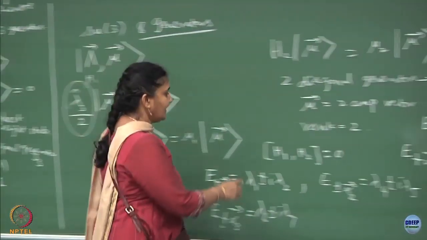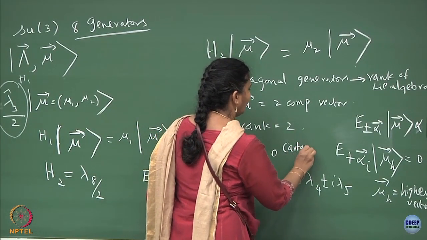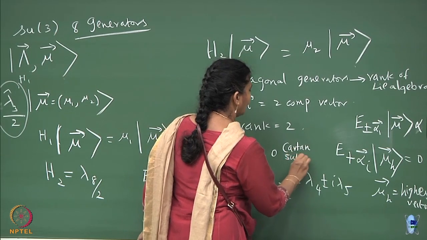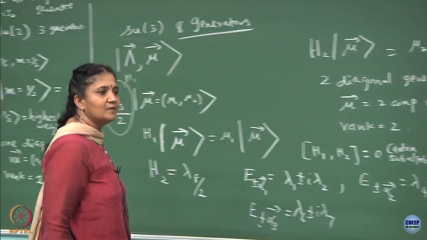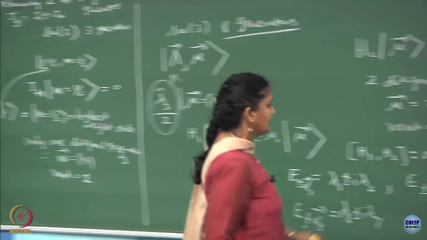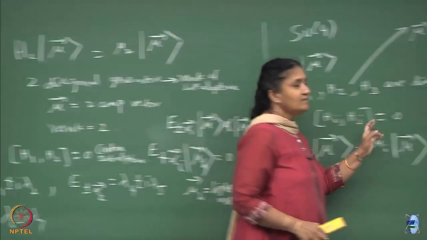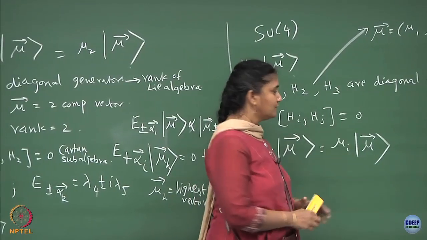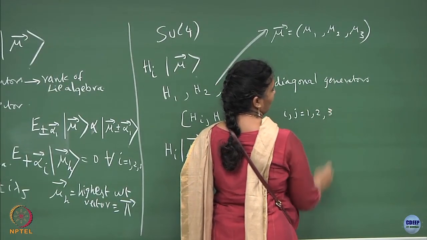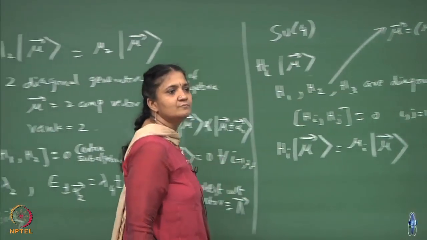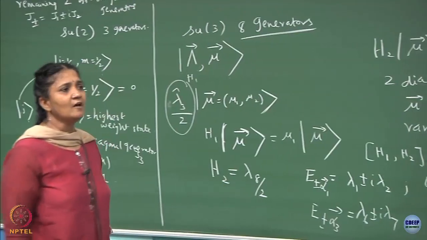So, this diagonal generators algebra is called the Cartan subalgebra. These things I have already explained in the slides. This is called the Cartan subalgebra, and this Cartan subalgebra rank is 2. There are 2 generators. For SU4 it will be 3 because there are 3 generators, right? 1, 2 and 3 for SU4, okay. Is this clear now?